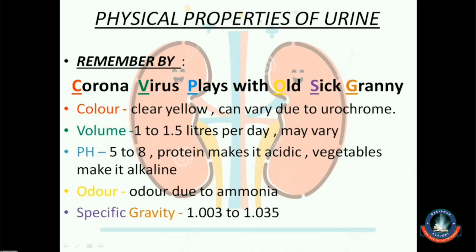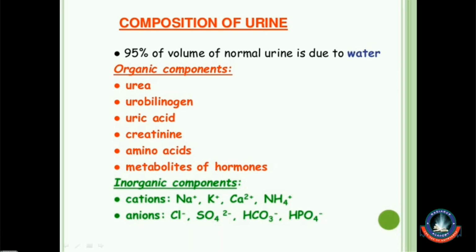Moving on to the composition of urine. Mostly it is 95% water, and 5% is solid waste dissolved in it. Urine contains two different components: the organic components and the inorganic components. Your organic components include urea, creatinine, uric acid and other substances. And your inorganic components basically deal with all the ions. This includes your sodium chloride ions, potassium chloride, ammonia and so on.